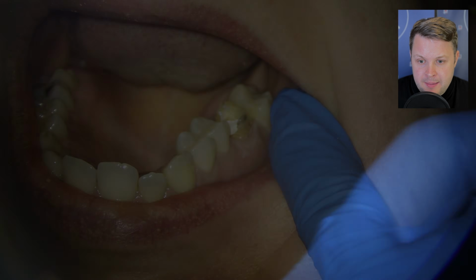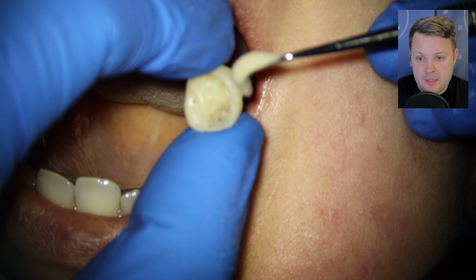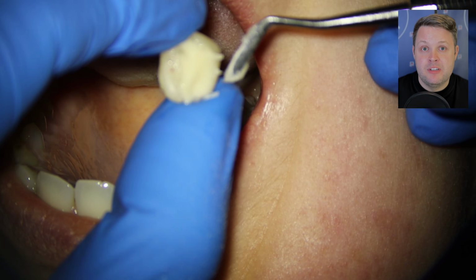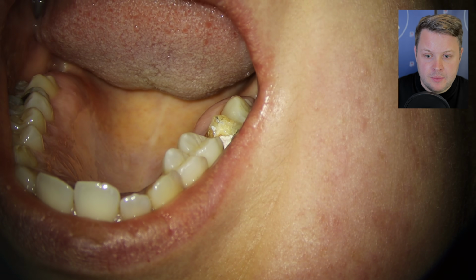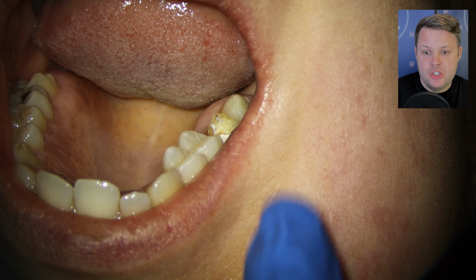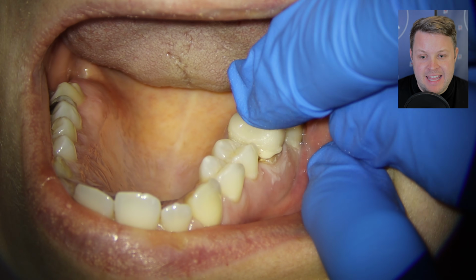In this case, I'm going to set this with GI because I know that the retention factors in this temporary crown aren't great. So I'm just going to push this down, and then as the GI is getting a bit tacky, I'm going to get a bit of floss to get the excess up.